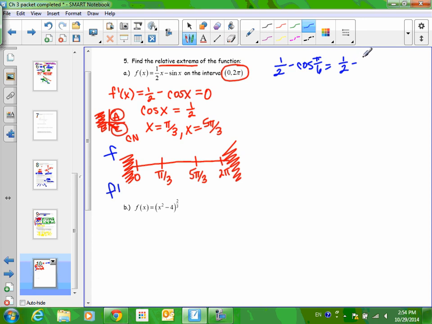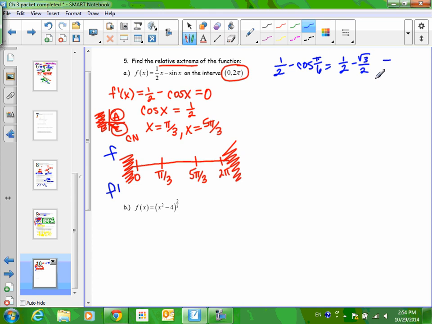You just got to practice it. The more you practice the stuff, the easier it'll be. It's radical 3 over 2. Now, I don't really care what this equals. I just want to know, is it positive or negative? When you subtract 1 minus root 3, is that going to be a positive or negative number? It's going to be a negative number.